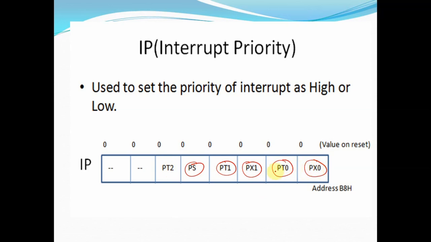Now whenever you want to set the priority to high, then you have to make that particular bit equal to 1. How to change the priority and how to load different values in the IP register, that also we are going to see in this video. So this is again an important register for setting the priority.